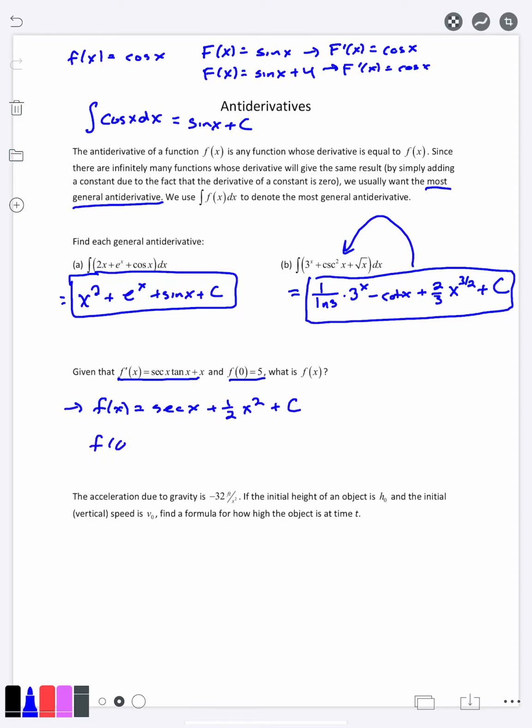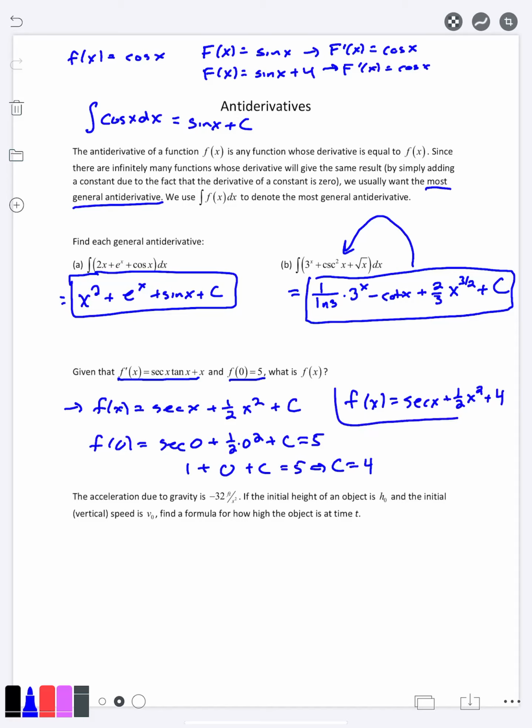But we know that if you plug in 0 into this function, you're supposed to get the answer 5. Now secant of 0 is 1, this is 0, and so we found that c is 4. However, we don't just box that as our answer. That's not our answer. Our answer is the function, which is going to be secant x plus 1/2 x squared plus 4. So you see, by knowing the derivative and by knowing the value of the function at one point, we were able to find the c, and knowing that, we then had a formula for the function.